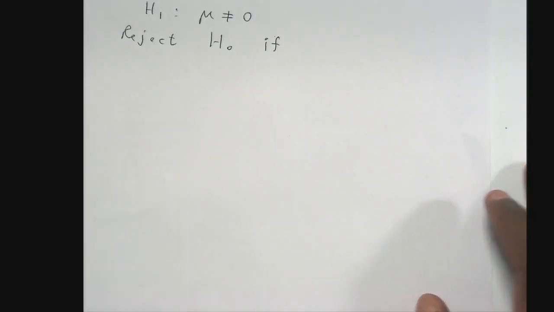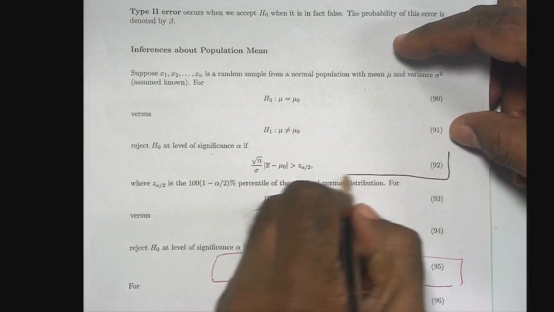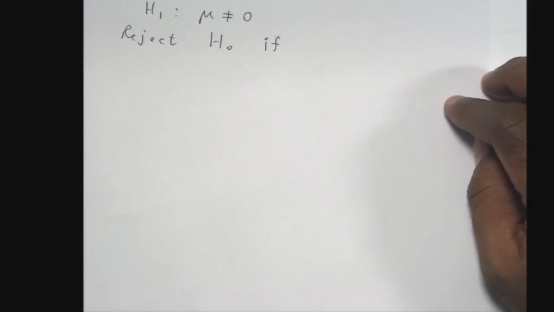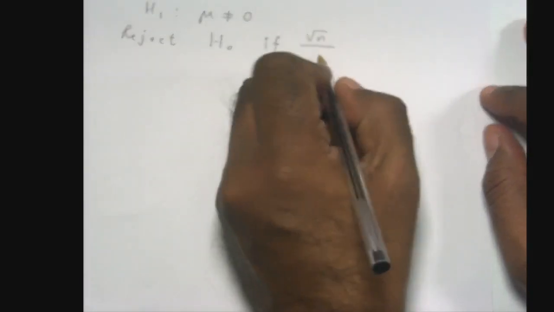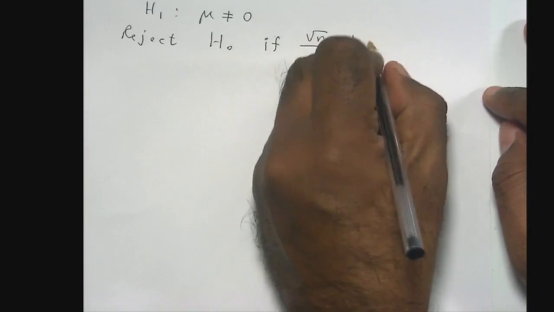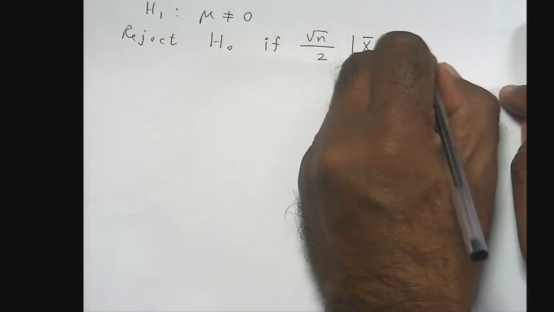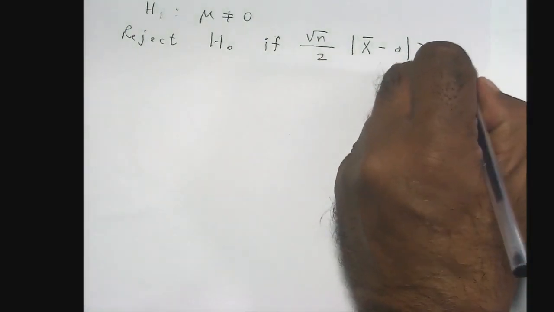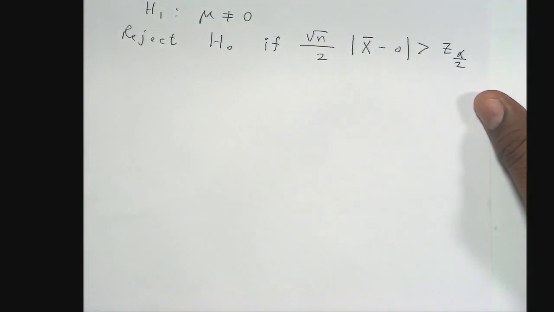Guys, now in this case, when would you reject H0? Did you listen, please? In this case, what's the rule for rejecting? You should look at equation 92 on page 20 of the notes. You will see the rule for rejecting is root n divided by sigma, which is 2 times x bar minus 0, greater than z alpha by 2. This is the rule for rejecting the null hypothesis.